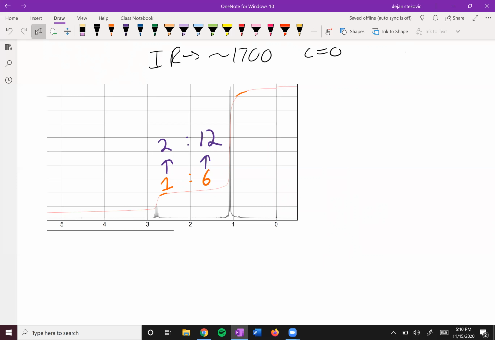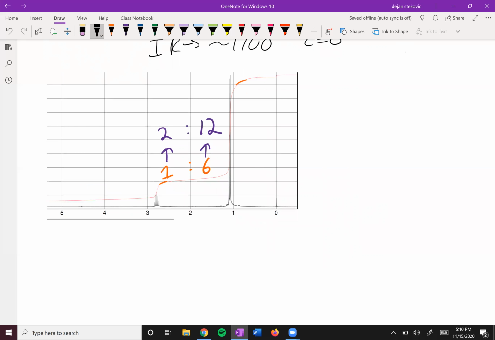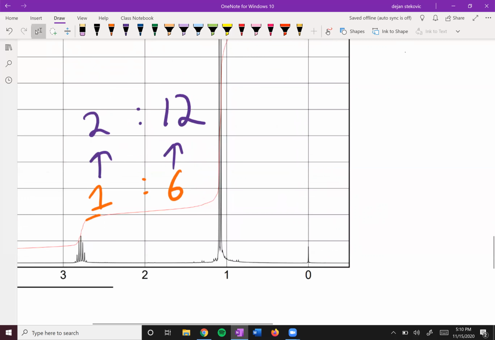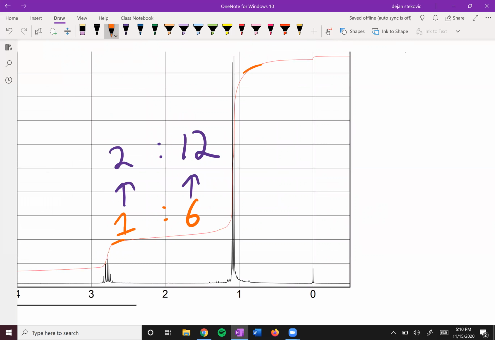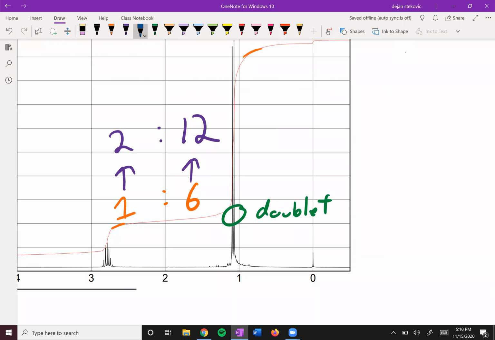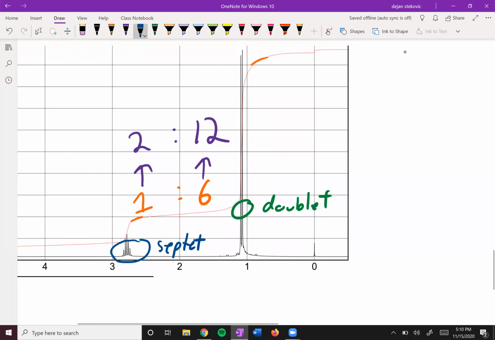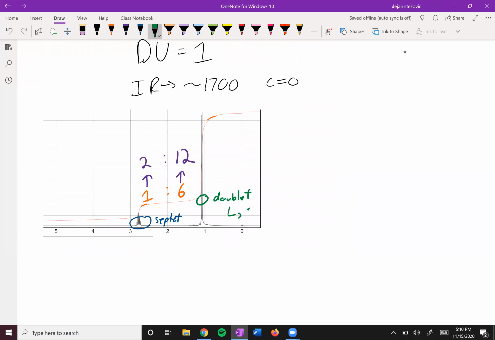That tells you that we have some kind of symmetry in the molecule, because we have a lot of components represented by a small number of peaks. Then if we take a look at these peaks, let's figure out what they are. Over here, we can see that this is a doublet, so it's a 6 to 12H doublet. And then over here on this peak, we can count 1, 2, 3, 4, 5, 6, 7 peaks. So it's a septet. This one has 1 H neighbor, and this one has 6 H neighbors.